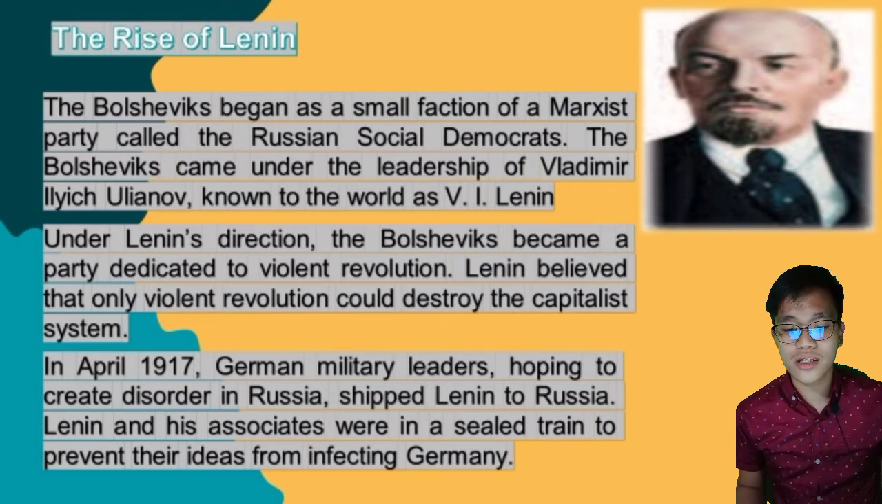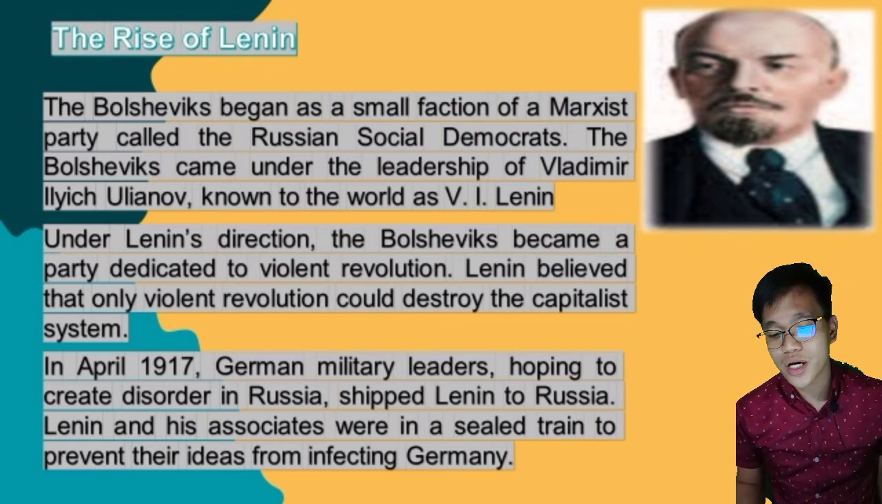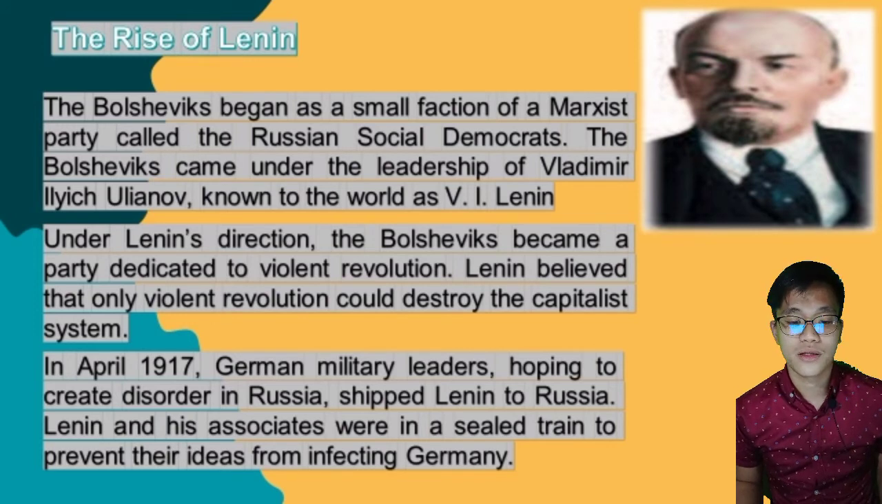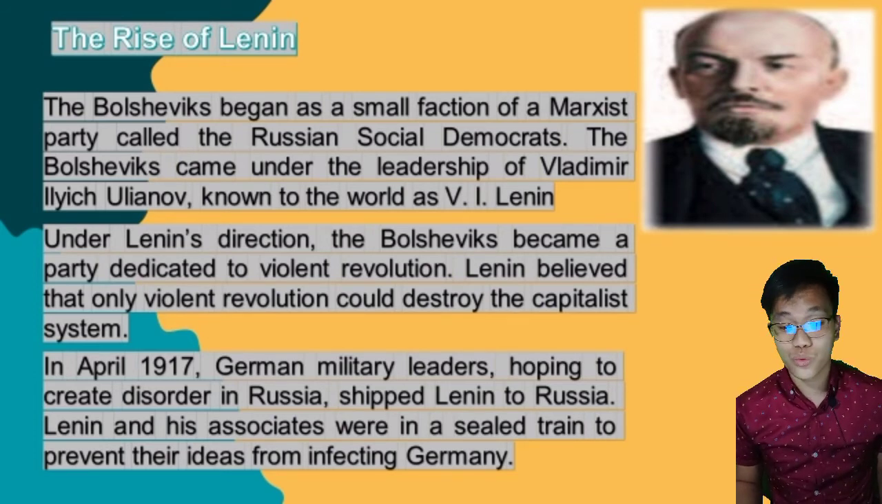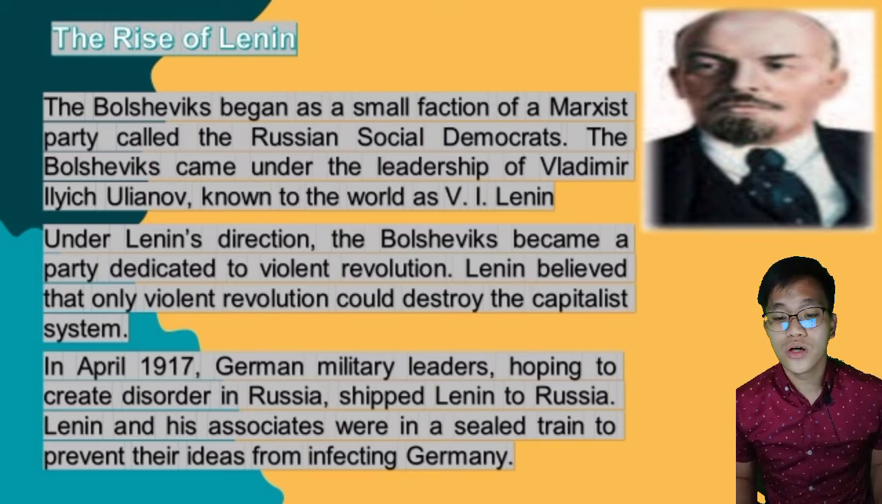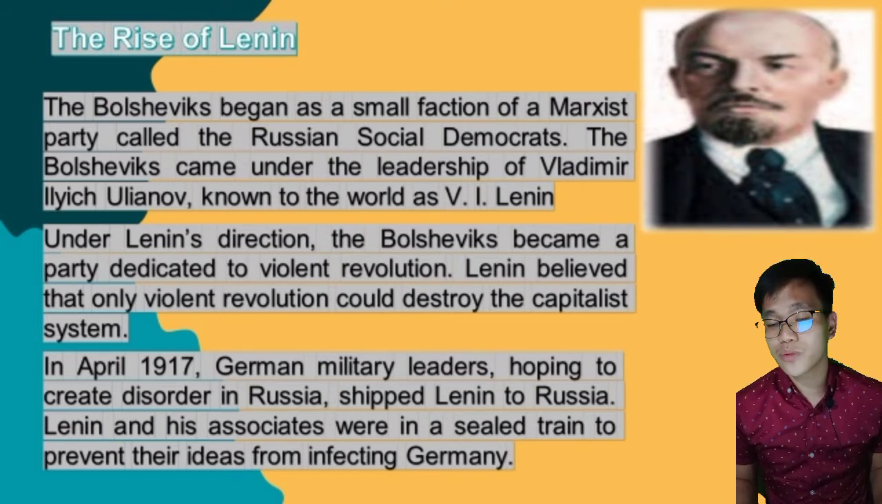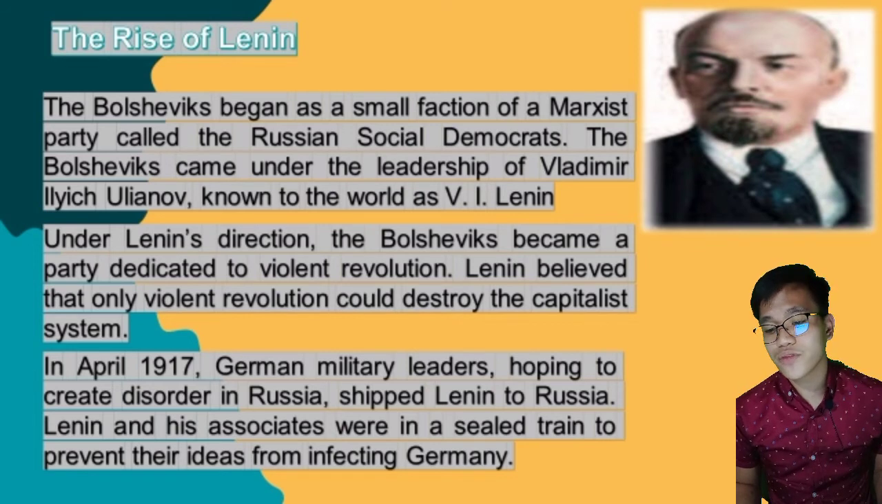In April 1917, German military leaders, hoping to create disorder in Russia, shipped Lenin to Russia. Lenin and his associates traveled in a sealed train to prevent their ideas from infecting Germany. Lenin's arrival in Russia opened a new stage of the Russian Revolution. Lenin maintained that the Soviets of soldiers, workers, and peasants were ready-made instruments of power. He believed that the Bolsheviks would work toward gaining control of these groups and then use them to overthrow the provisional government.